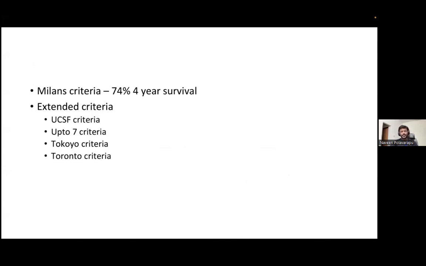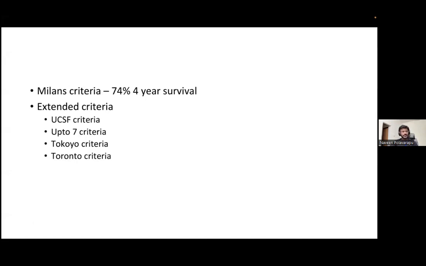Now, initially it was thought the Milan criteria was very good, but subsequently it was felt that the Milan criteria is too restrictive, and we are losing a lot of patients outside the Milan criteria who actually could have better survival rates. Therefore, other extended criteria have come, such as the UCSF criteria, the up-to-7 criteria, and the Japanese also use the Tokyo criteria and the Toronto criteria.